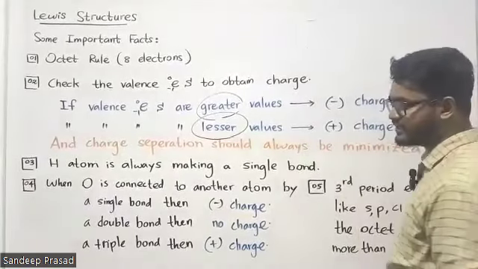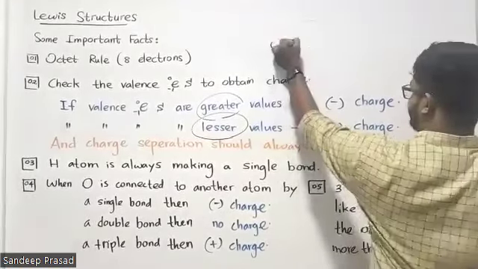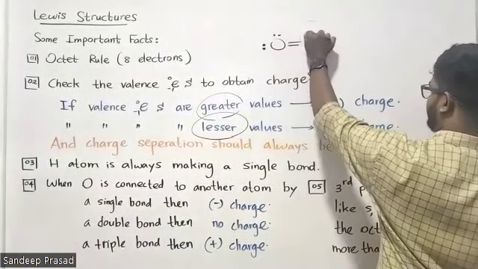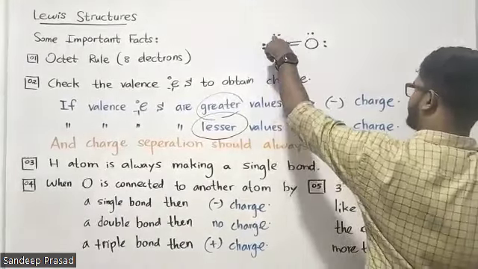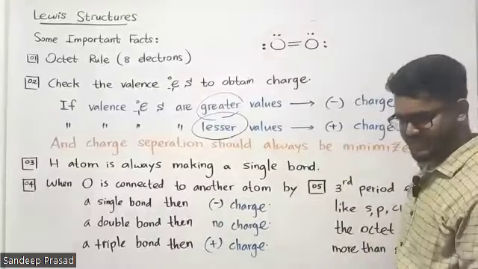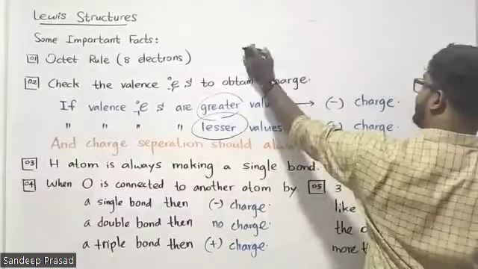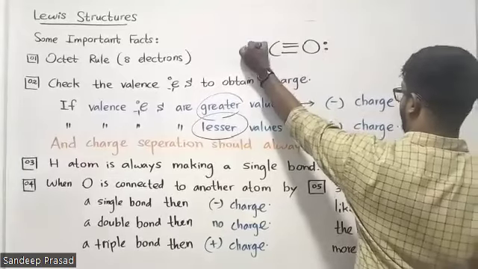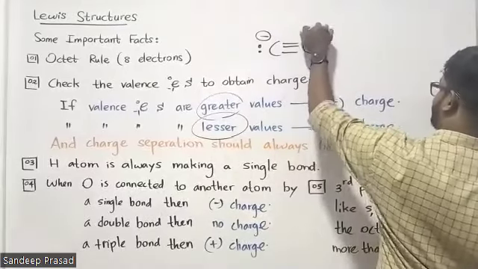Then the next example, a double bond. If oxygen is connected to another atom through a double bond, there is no charge. For example, consider the oxygen diatomic molecule. Here we can see a double bond. When you count the valence shell electrons of oxygen, 1, 2, 3, 4, 5, 6, there are exactly 6 electrons belonging to oxygen. That means there is no charge. In the case of a triple bond, like carbon monoxide, can you remember we drew the Lewis structure for this one? In carbon monoxide, carbon is negatively charged and oxygen is positively charged.